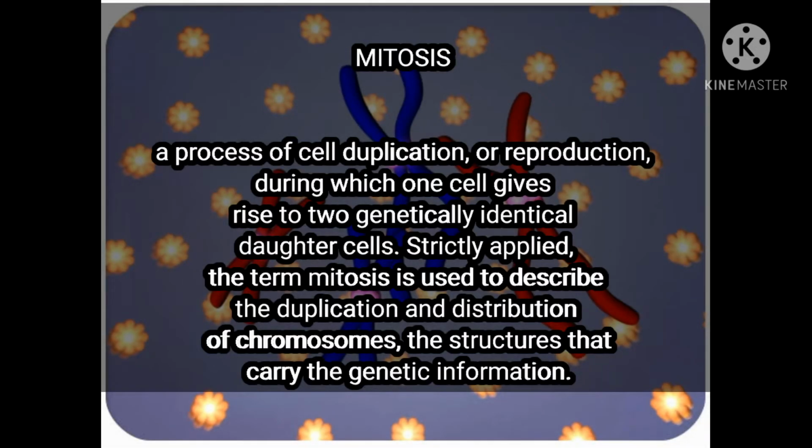Mitosis is a process of cell duplication or reproduction during which one cell gives rise to two genetically identical daughter cells. Strictly applied, the term mitosis is used to describe the duplication and distribution of chromosomes, the structures that carry the genetic information.